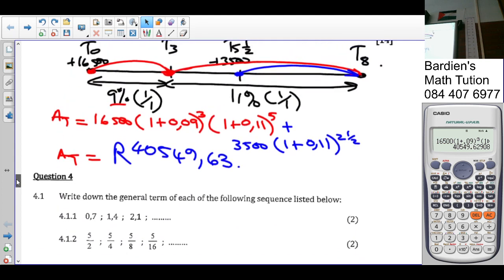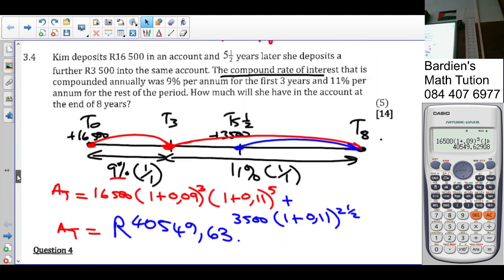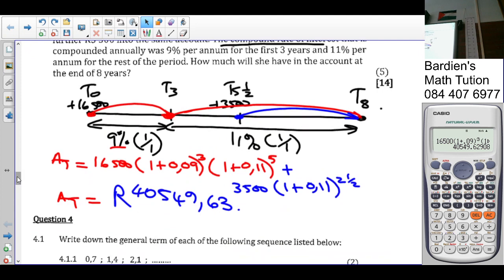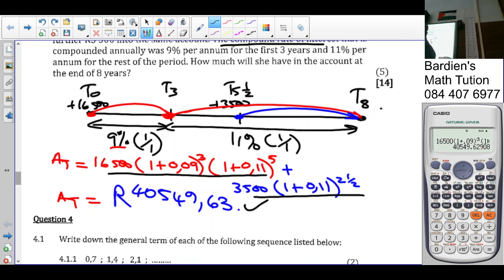What are the 5 marks? Definitely 1 mark here. If you're going to do this method, I will give you 2 marks for setting that up properly, and then 2 marks for setting that up properly. That is 5 marks. So here you have to note that.